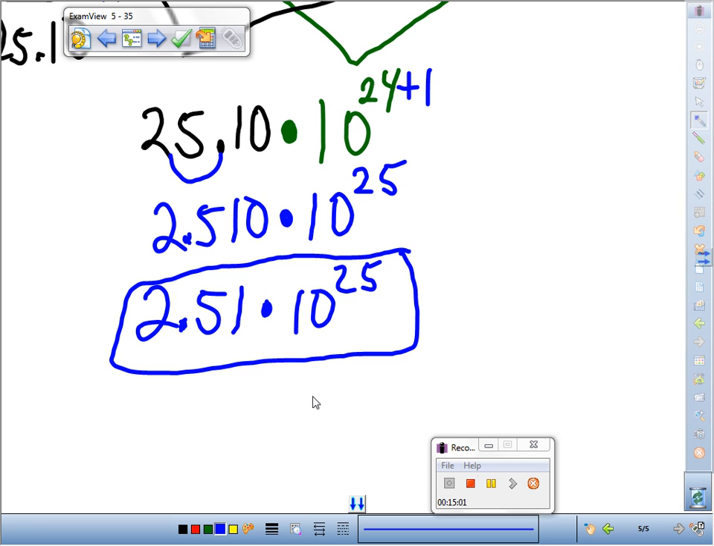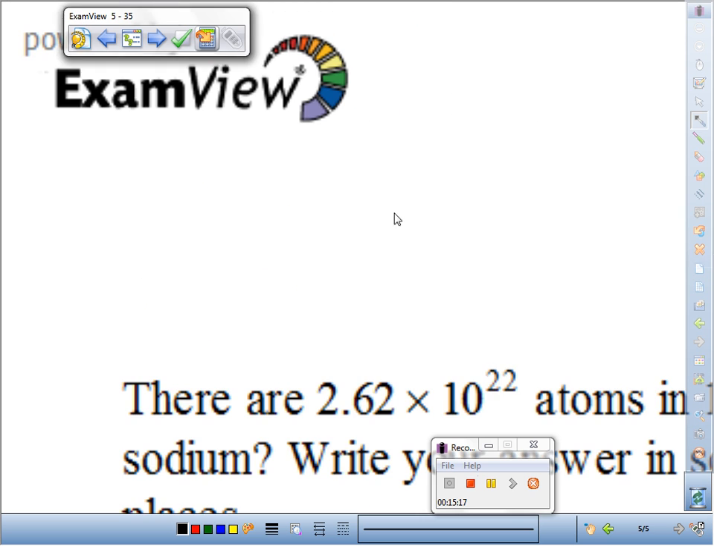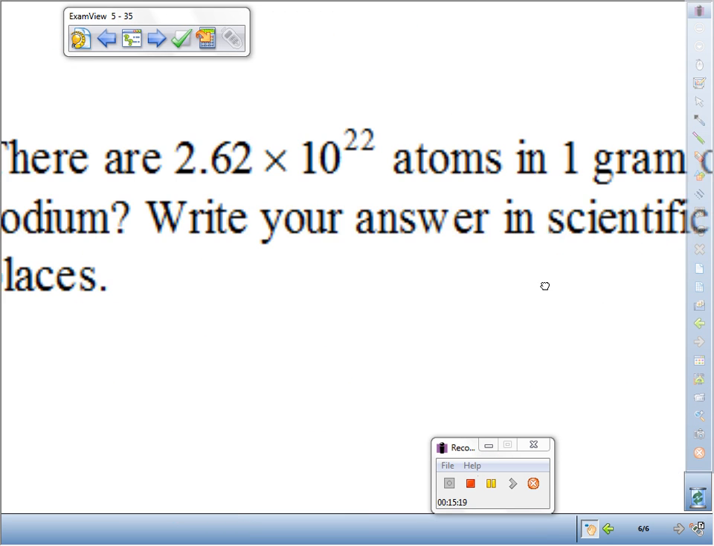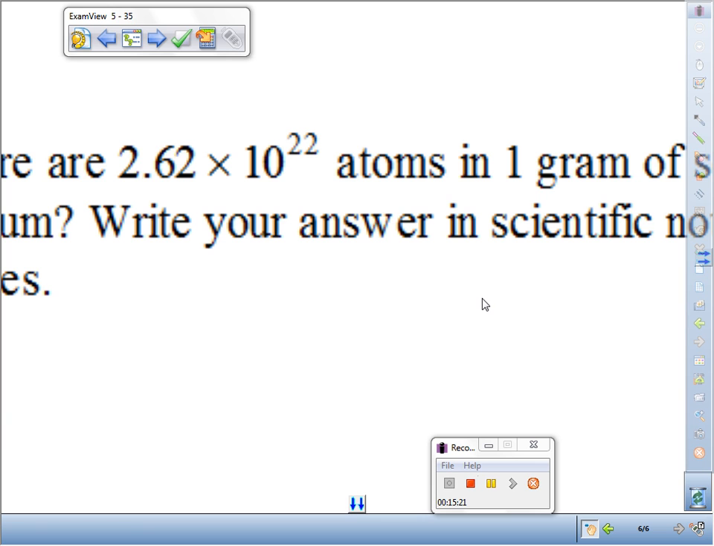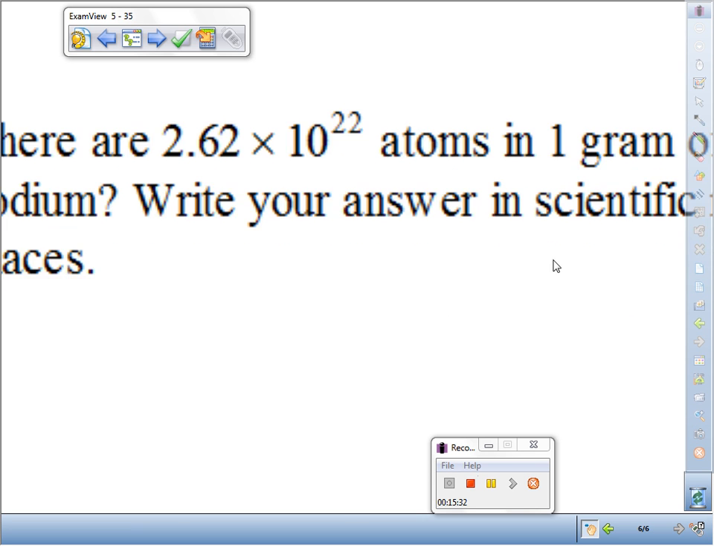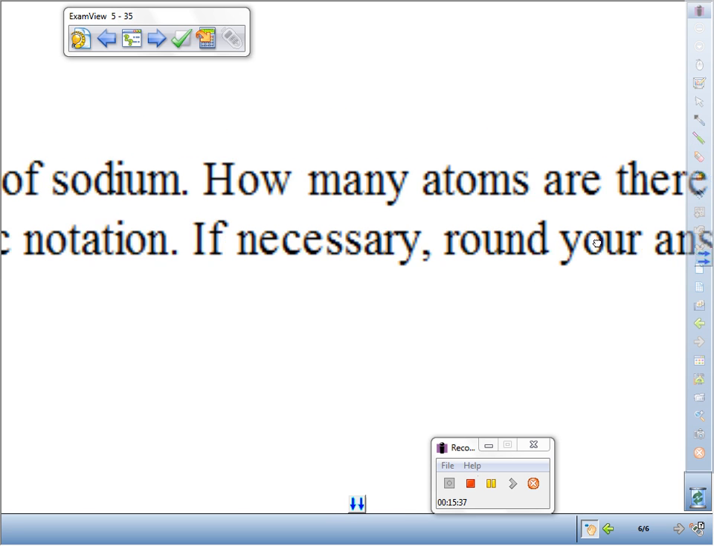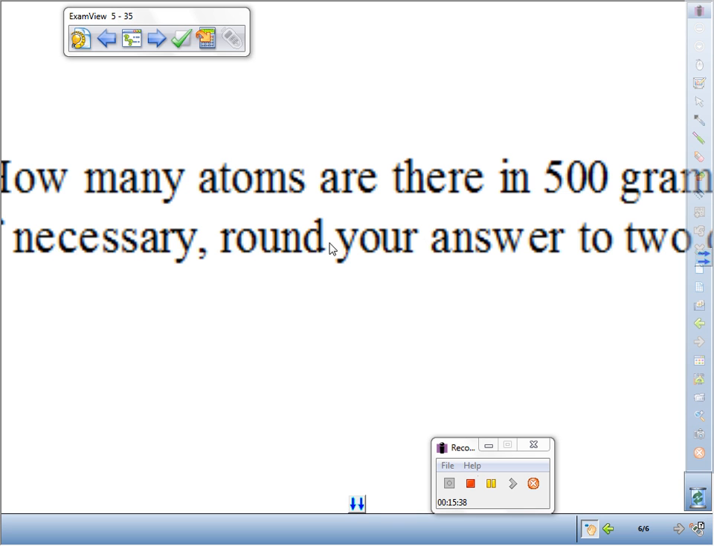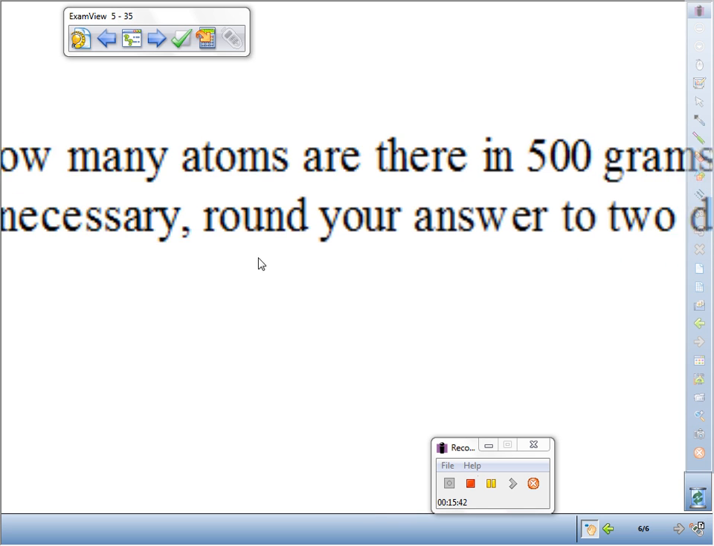Okay, example 5Q. Do this one by yourself, please. There are 2.62 times 10 to the 22nd atoms in 1 gram of sodium. Did everybody write down the 2.62? But they want us to find out how many atoms in 500 grams. Isn't that about the same?